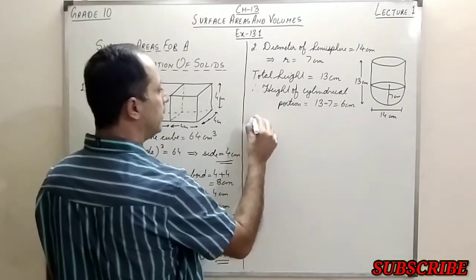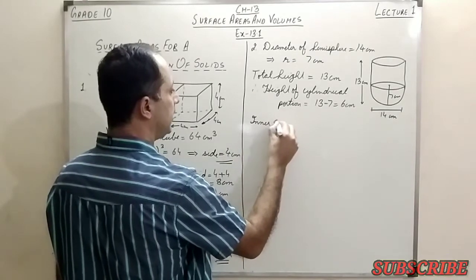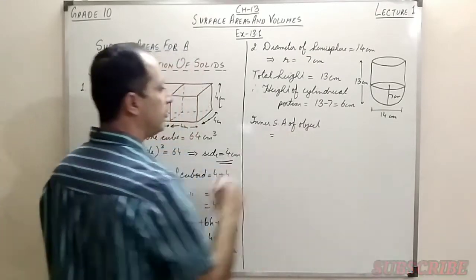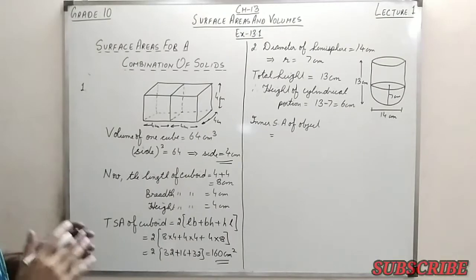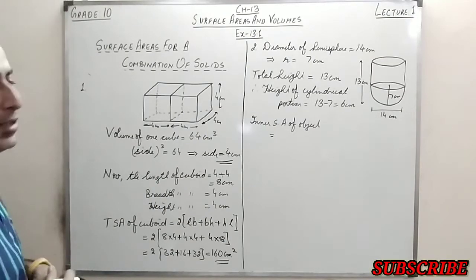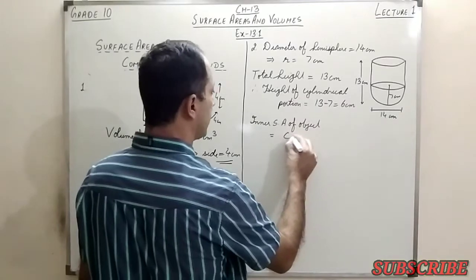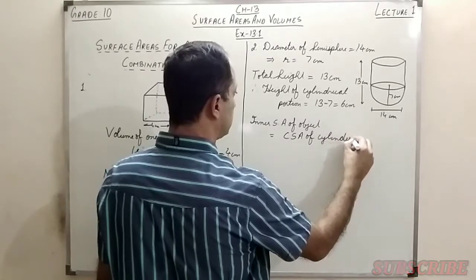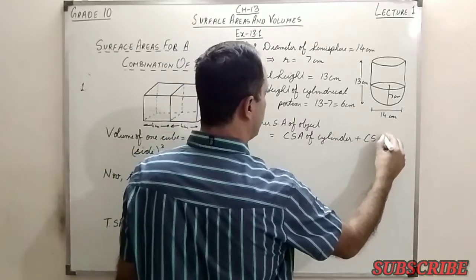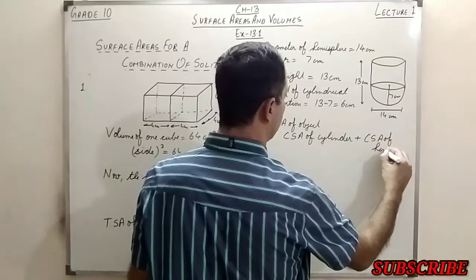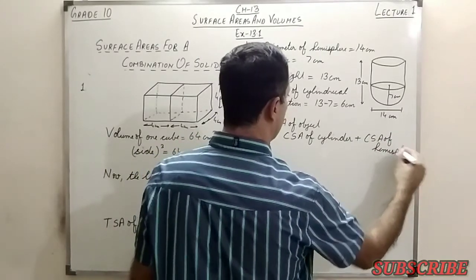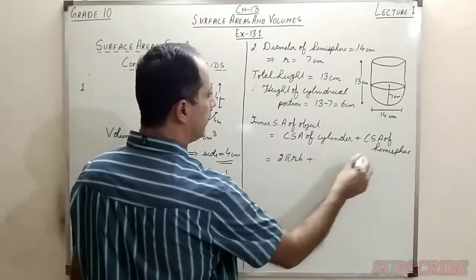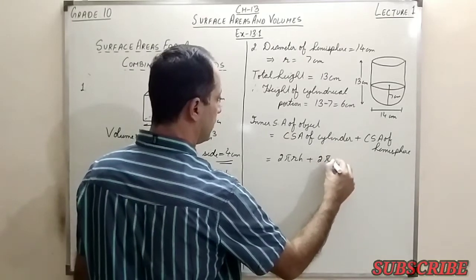Now, what I have to find is the inner surface area of the object. Right? So, the inner surface area of the object here would be the curved surface area of the cylinder plus the curved surface area of the hemisphere. So, we write curved surface area of cylinder plus curved surface area of hemisphere. Now the formula here is 2 pi r h, and the curved surface area of the hemisphere is 2 pi r square.